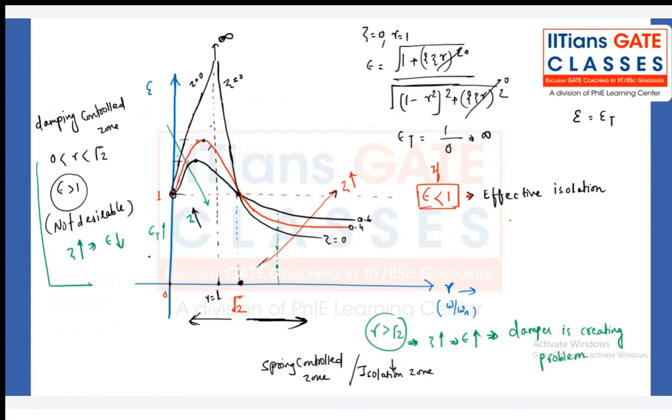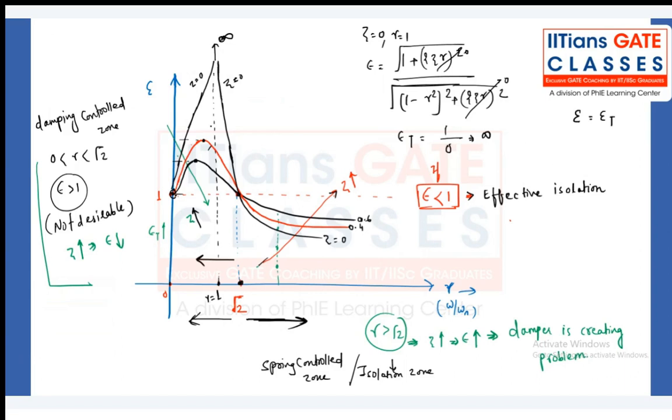When we are working in this zone, when R is between 0 and root 2, what you are understanding is that the transmissibility is always more than 1. When you try to see zeta, as the transmissibility keeps on increasing, the value of zeta keeps on decreasing. That means this zone is not at all very useful for us because transmissibility is more than 1. There's no doubt about it.